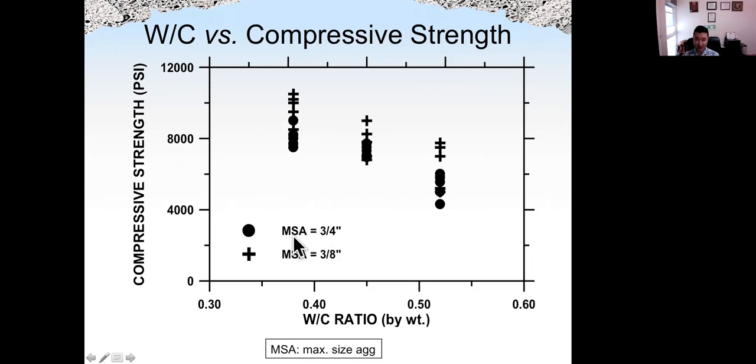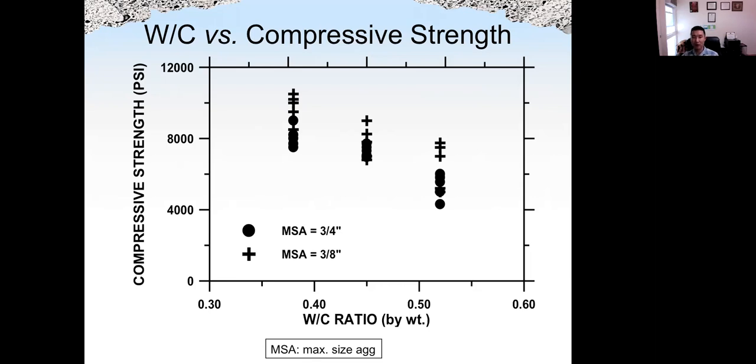So MSA is the maximum size of aggregate. Okay. For the same water cement ratio, we can see that if we reduce the size of aggregate from 3/4 inch to 3/8 inch, the strength will be higher. That is because if we reduce the size of aggregate, we reduce the stress concentration, because the modulus of elasticity of aggregate and cement paste are different. So by reducing the size of aggregate, we reduce the stress concentration around the ITZ. So concrete will crack later.